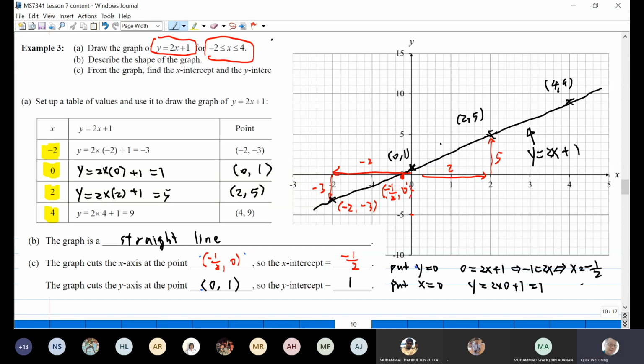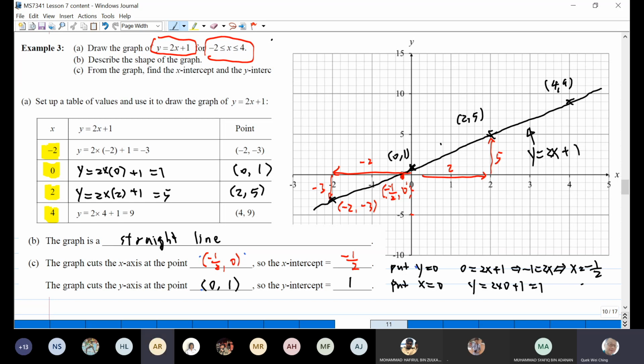Okay, so this is a part of example 3: how to draw the graph of a straight line, and then answer the shape on the graph, and then the x-intercept and the y-intercept. Okay, now I'm going to go on to the next example. Now it is about a straight line.